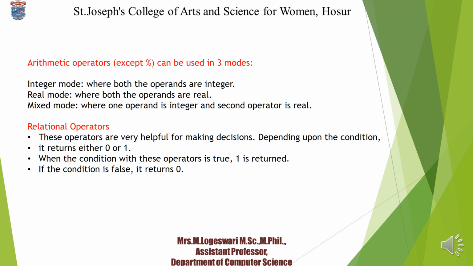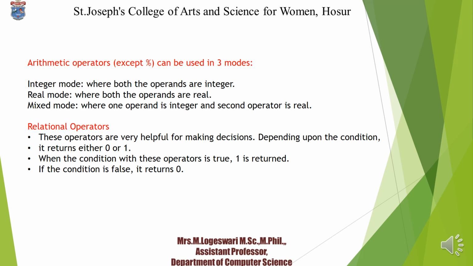So next, arithmetic operation modes. There are three different kinds of mode: integer mode, real mode, mixed mode. In this expression, both operands are integer, that is the integer mode. Real mode means where both operands are real. Mixed mode means the expression has one operand that is integer and another operand that is real, so that is called the mixed mode.